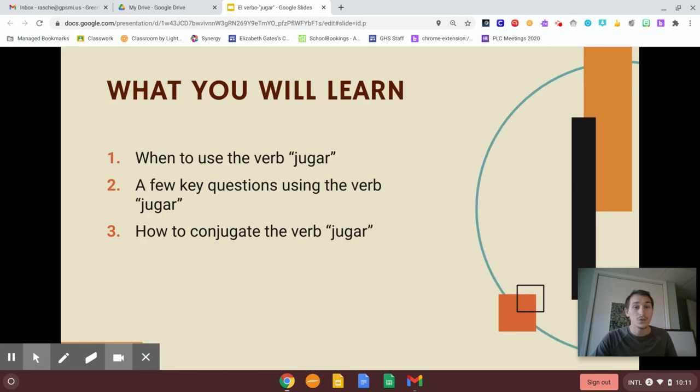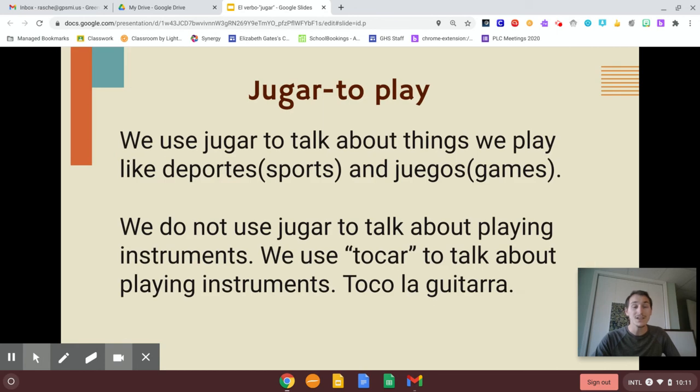All right, what you will learn. Hoy, today, you will learn how to use the verb jugar, what it means. You will learn a few of the key questions using the verb jugar, and you will also learn how to conjugate the verb jugar. Conjugate meaning to change depending on who the subject is. So let's get right into it.